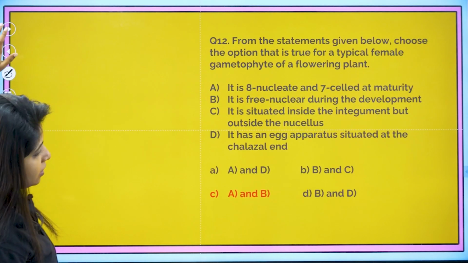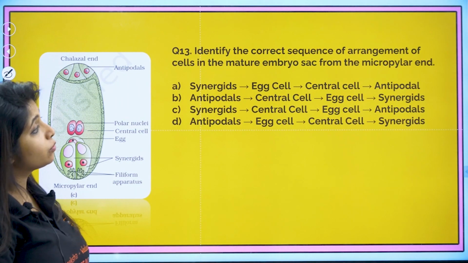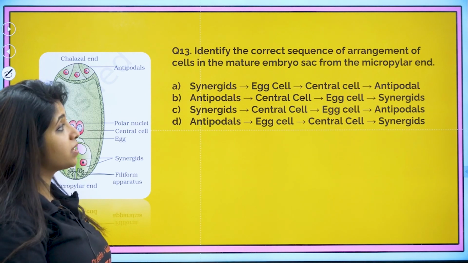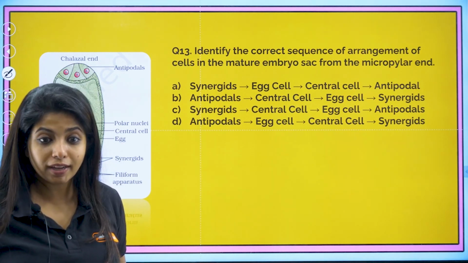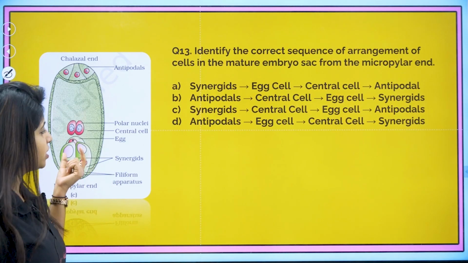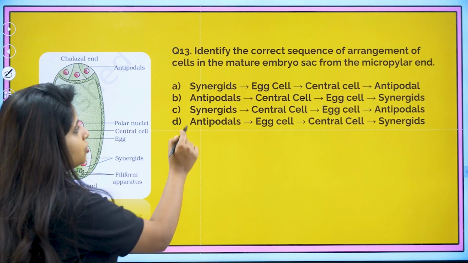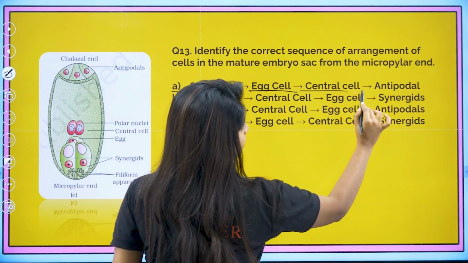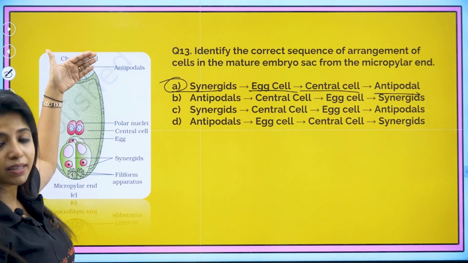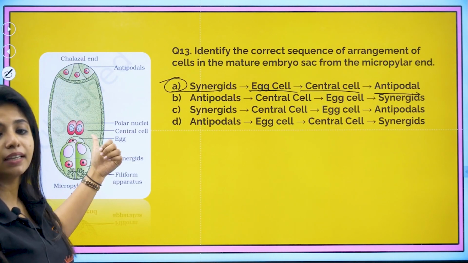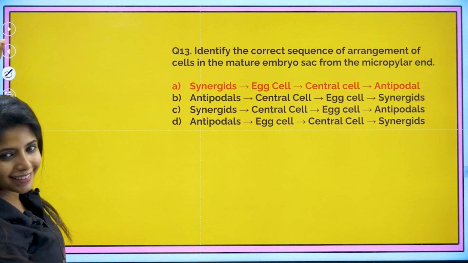Okay, now going ahead, identify the correct sequence of arrangement of cells in the mature embryo sac from the micropylar end. Again, you do not know what's there in the micropylar end, then will you know the answer? No. So, first of all, you have the synergids, then the egg, then the central cell, and then the antipodal cells. Your answer would be A. If chalazal end is being asked, then antipodals, central cell, then egg cell, then synergids. Opposite of it. Okay? Cool?